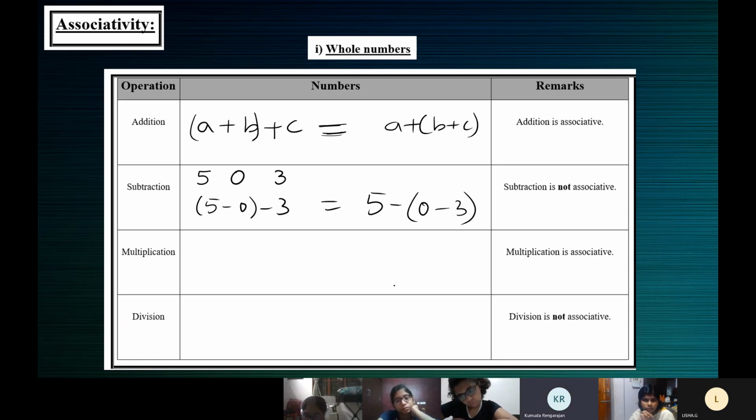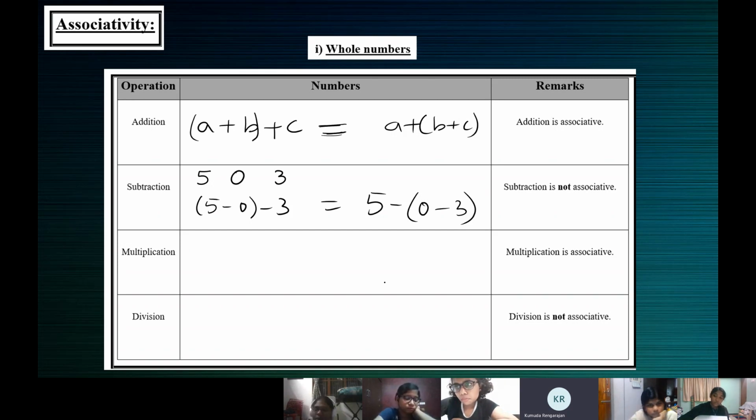You can understand from the way it is written, children. The three whole numbers are 5, 0, and 3. You can take any three whole numbers. I have taken 5, 0, and 3. So in both I've written 5, 0, 3. But the bracket, in the first case, I've used it for the first two numbers. And in the second, I've used it for the last two numbers. Do we get the same answer? Check the answers.